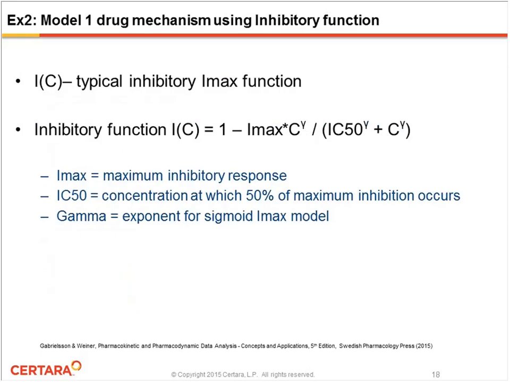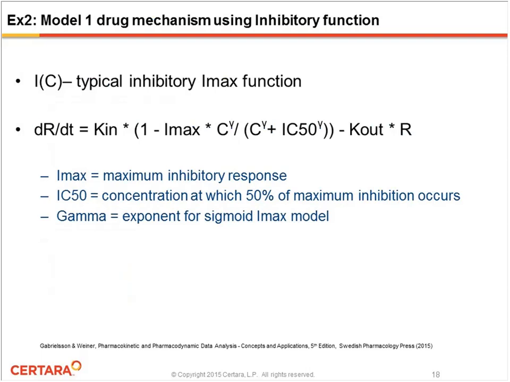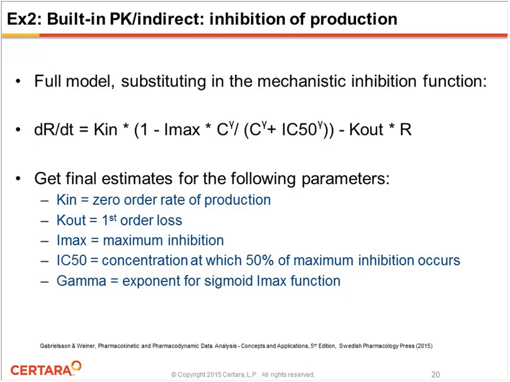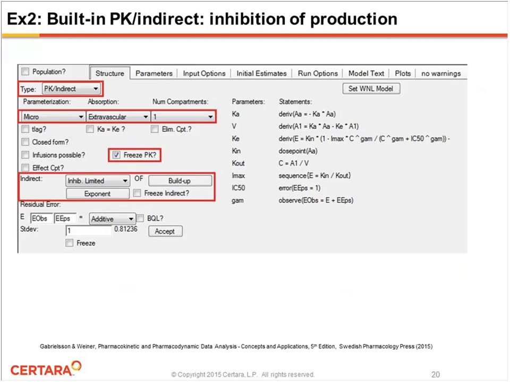For the inhibitory function, this is again I of C equals 1 minus Imax times C to the gamma divided by IC50 to the gamma plus C to the gamma. Next slide. Okay, and then here is shown the full model substituting in the inhibition function. And again, the aim here is to get the final estimates for Kin, Kout, Imax, IC50, and gamma. Next slide. Okay, so we see here the built-in model that's used for this particular model, inhibition limited buildup with an exponent term. Next slide.